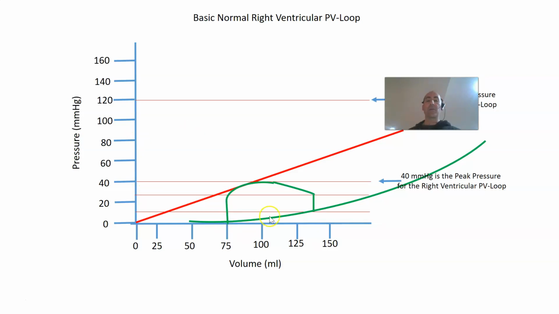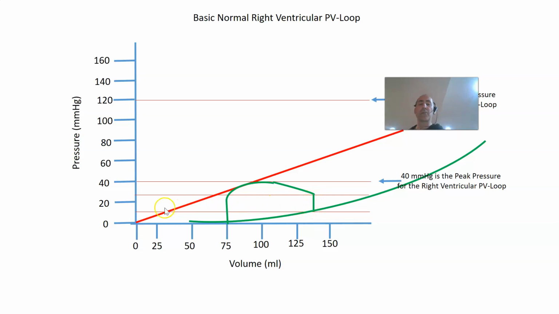The volume of the right ventricle is the same. The chamber sizes are almost identical. Almost. Okay? So the starting volume is going to be roughly the same, about 75 mils. The ending volume is going to be roughly the same, about 140 mils. The change in the pressure won't be that great.